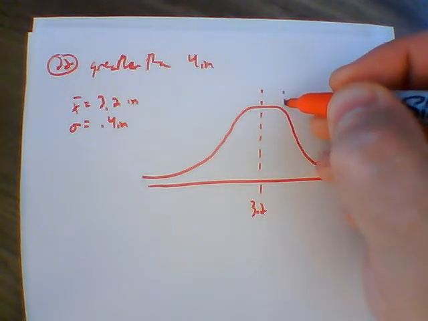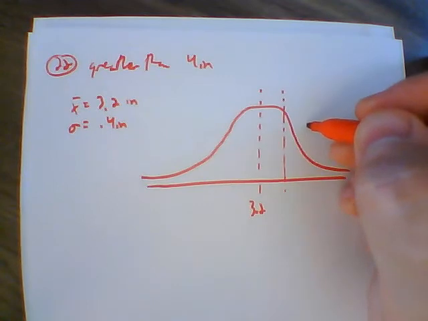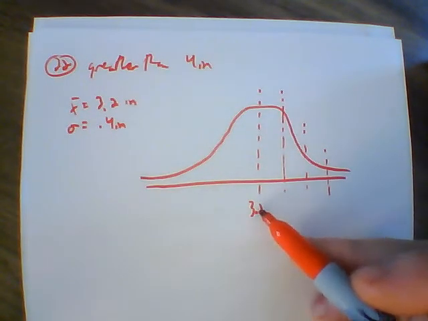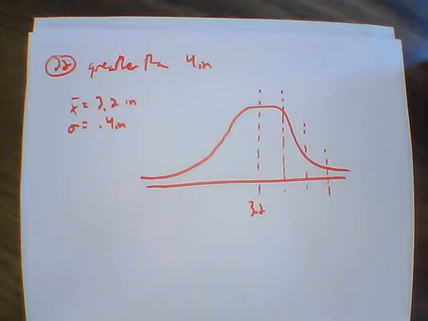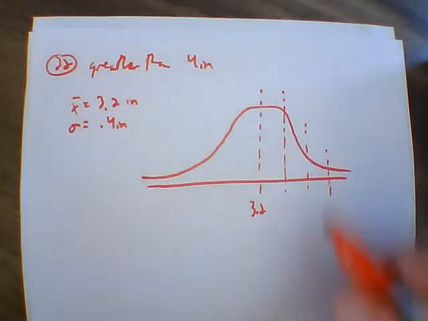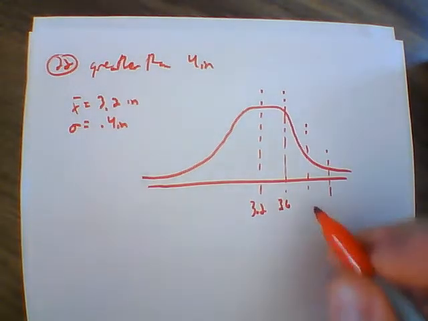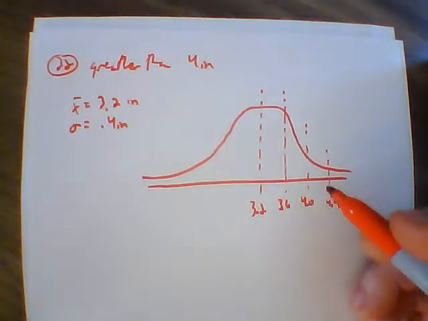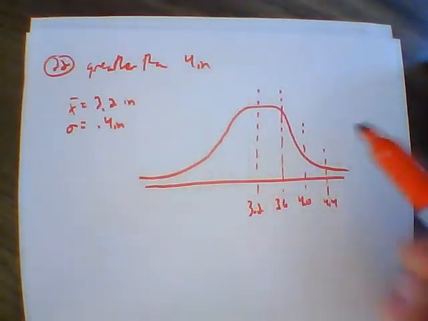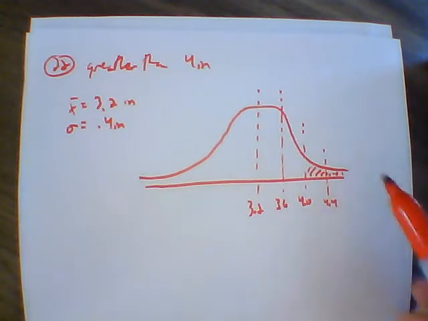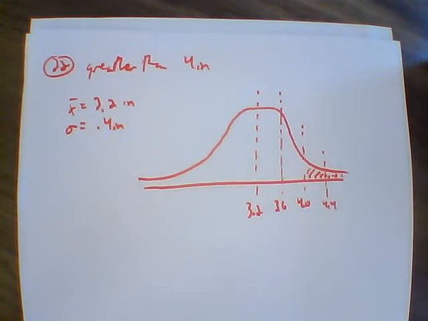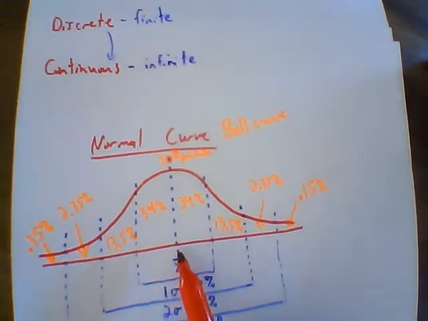So now what we're going to do is we're going to look at drawing out the right side of our normal curve. So if I take 3.2 and I add 0.4, we get 3.6. If I add 0.4, we get 4.0. Then we have 4.4. So when we look at, we want to be greater than 4. That's this area right here. So if we notice, we're outside of 2 standard deviations.